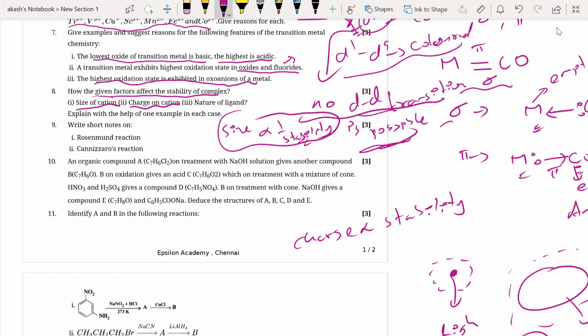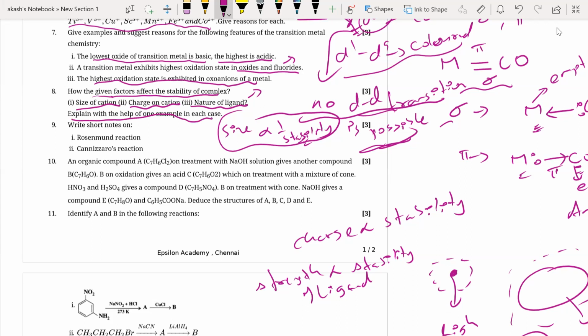Now we already know that strength of ligand is directly proportional to the stability of the complex. The stronger the ligand is, the more will be the stability of the complex. As simple as that. This you can prove by your crystal field theory. When the strength of the ligand increases, the del O increases. That way pairing will happen, and that makes the complex more stable. Okay, right. Next, explain with the help of an example in each case.